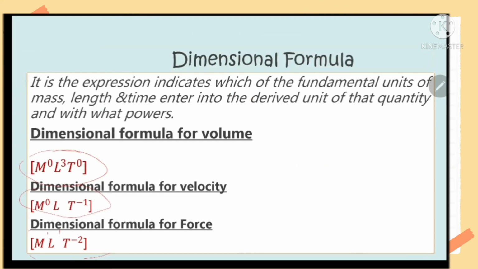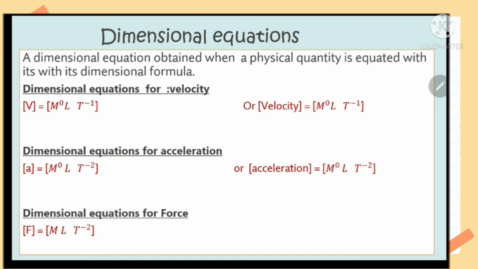Okay, now next is dimensional equations. So dimensional formula, we have understood these are the expressions. But when we equate this dimensional formula or the expression with the given physical quantity, it becomes an equation, right? So that is called dimensional equation. A dimensional equation is obtained when a physical quantity is equated with what? Dimensional formula. So here velocity inside the square bracket [v] is getting equated with the dimensional formula of velocity, [M^0 L T^-1].